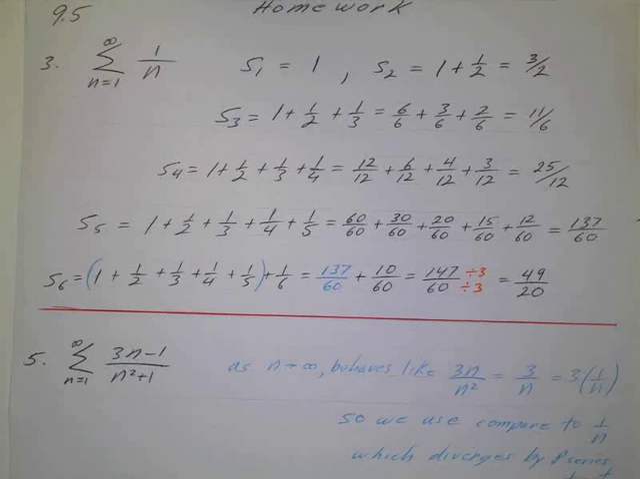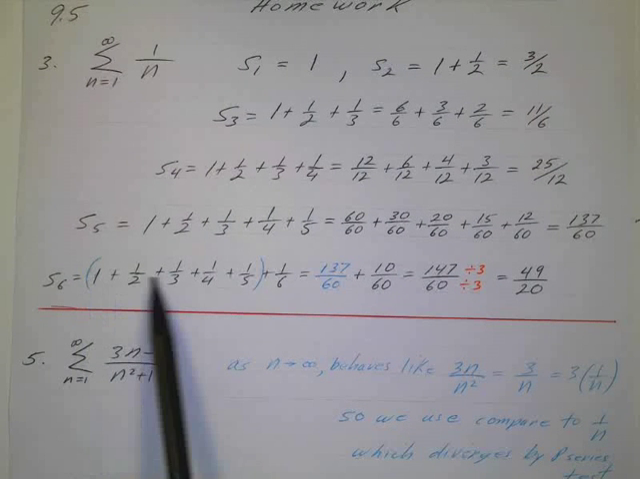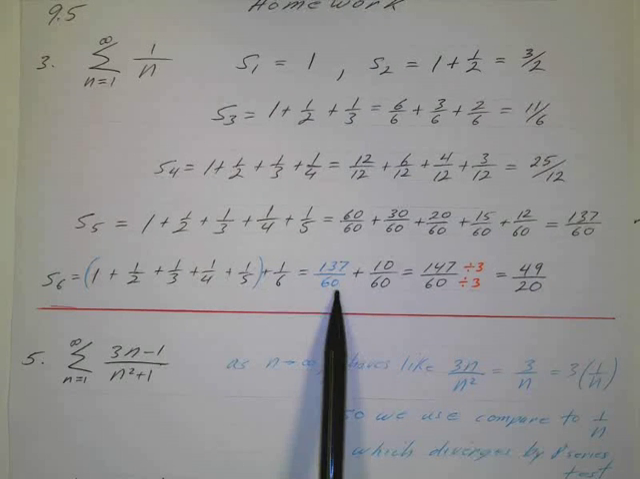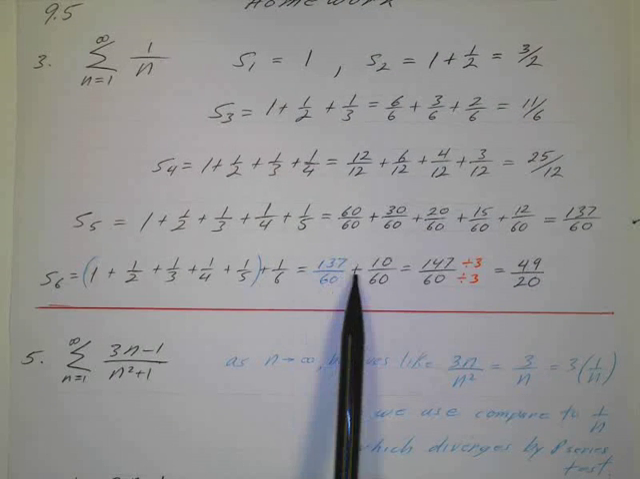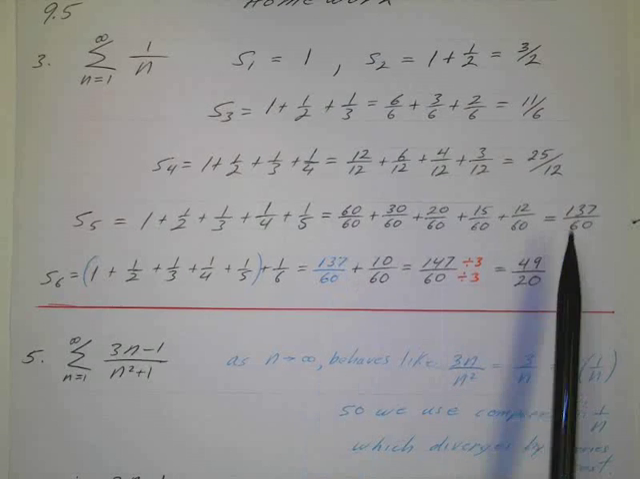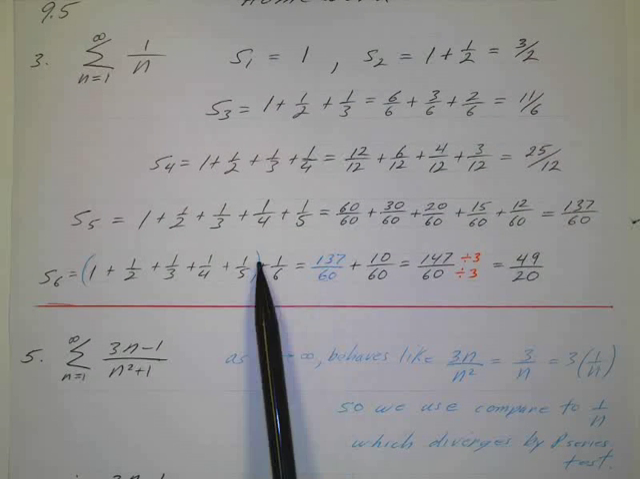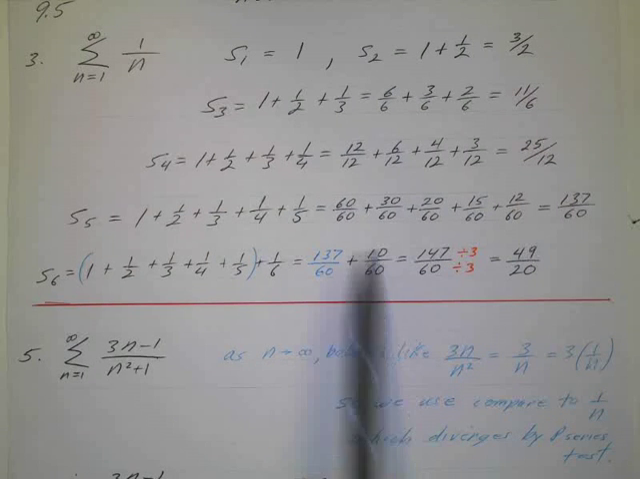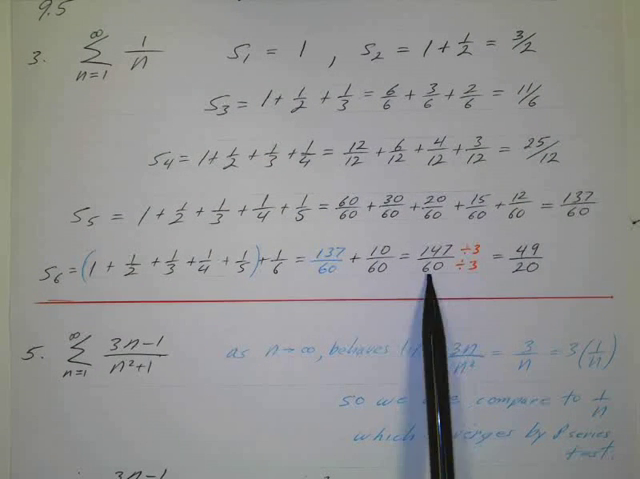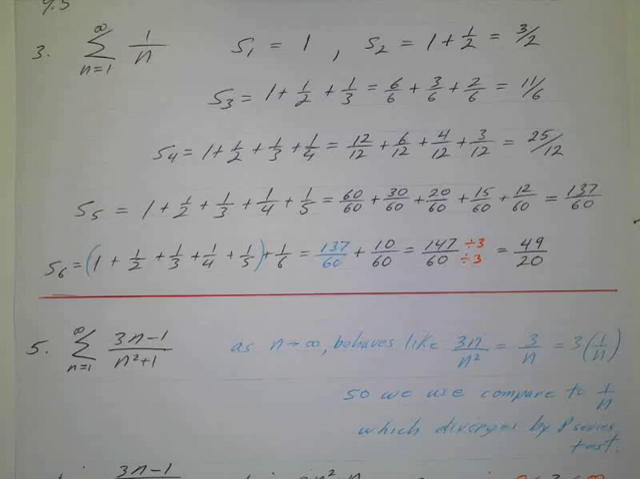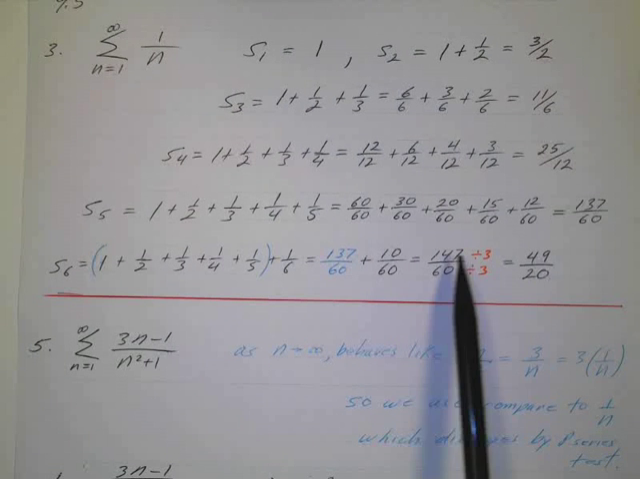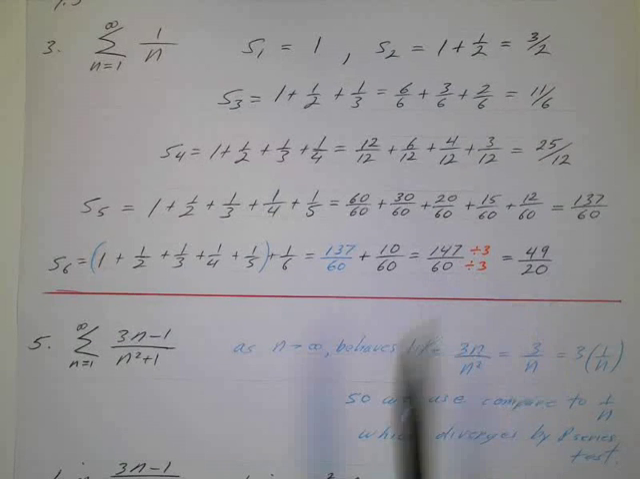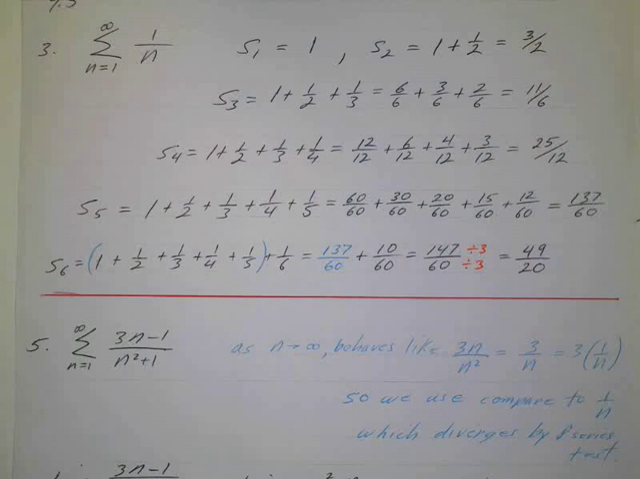And then I said, well, S of 6 is just the first 5 terms plus 1/6, so I already knew what the first 5 terms were, so I saved myself a little bit of room and effort, and I just made this 137 over 60 plus 1/6. I put it over the common denominator 60, so that'd be 10 over 60. That ended up being 147 over 60, and both these numbers were divisible by 3. 3 goes into 147, 49 times, and 3 goes into 60, 20, so that was your sum.